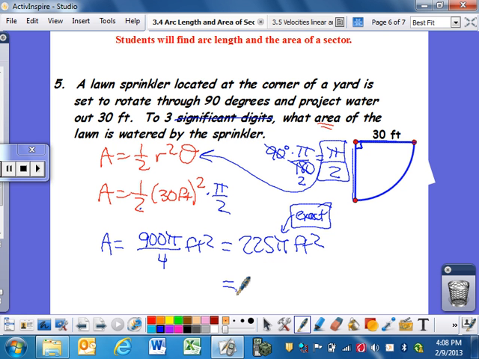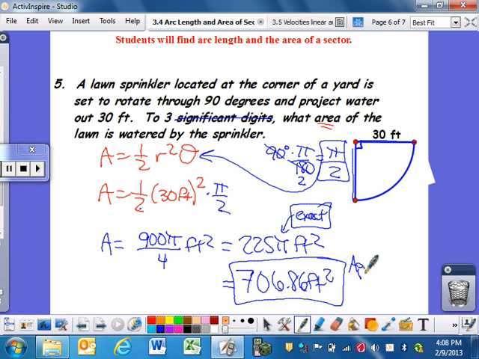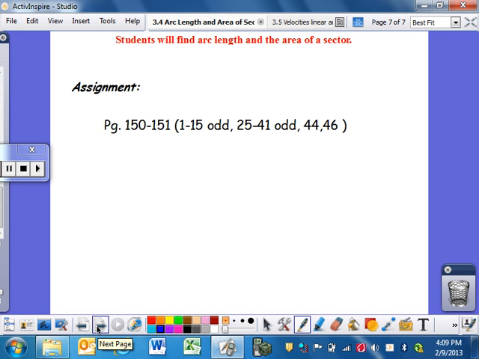Okay, and then if I just say, hey, approximate to the hundredths place, area would equal 706.86 feet squared. So this would be your approximation right here, and your exact answer would leave it in terms of pi. That's as exact as you can get. So here's an example of an applied problem. We will work on these problems tomorrow, and I hope you all have a wonderful day.